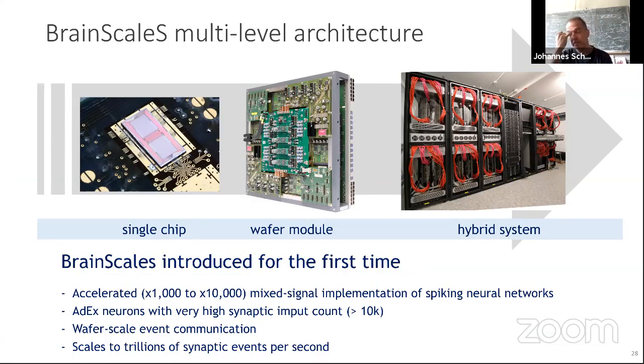So the BrainScales system is a multi-level architecture similar to what you have seen in the SpiNNaker. It starts with individual chips, and then these chips are aggregated on the silicon wafers, you have seen the picture Steve showed before, into these electronic modules. And similar to a normal computer system, these electronic modules are put in computer racks and are connected to a central control computer to make them accessible via the internet.